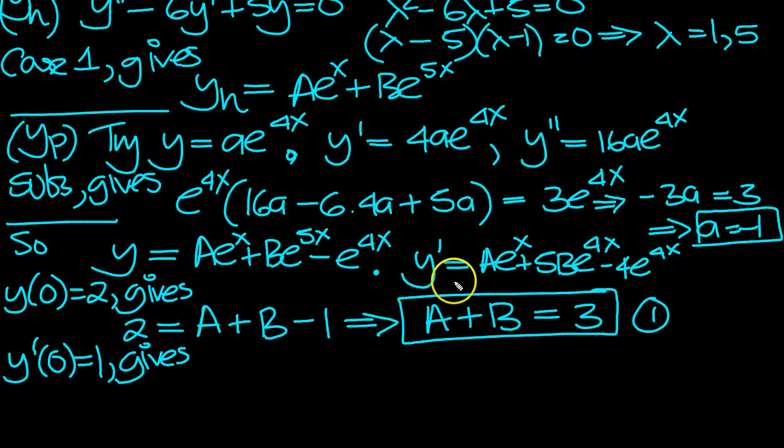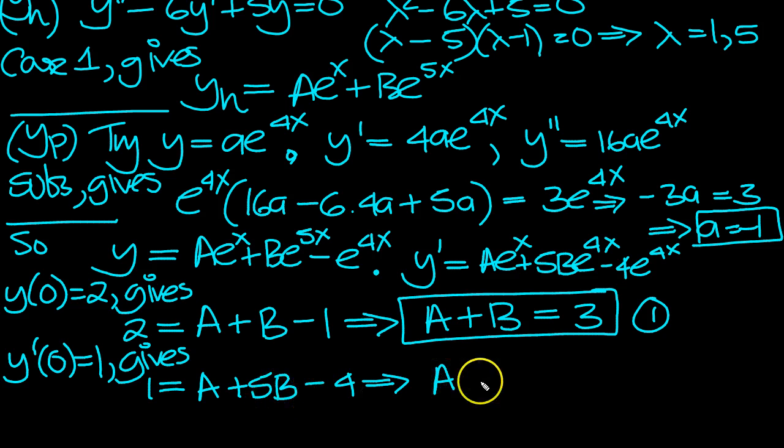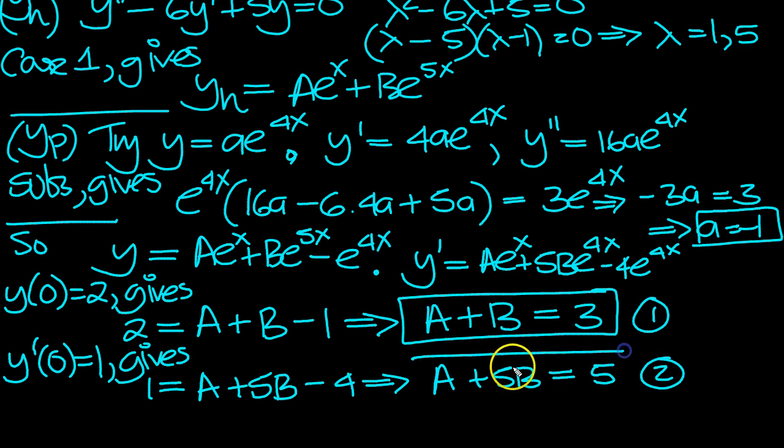y dashed naught equals 1 gives, when x is 0, y dashed is 1. So 1 equals a e to the naught, which is just a, 5b e to the naught is just 5b, and then we've got minus 4 e to the naught, which is just minus 4. So that tells us that a plus 5b is equal to, move the minus 4 over to be with the 1, plus 4. 4 plus 1 is 5. This is equation 2. There we go.